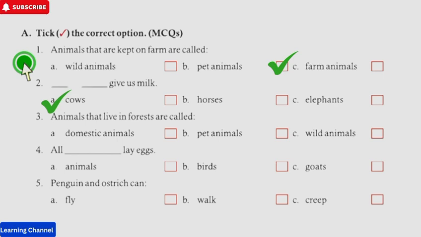Animals that live in forest are called A. Domestic animals, B. Pet animals, C. Wild animals. The answer is C. Wild animals.